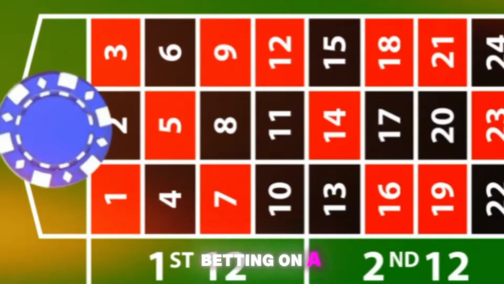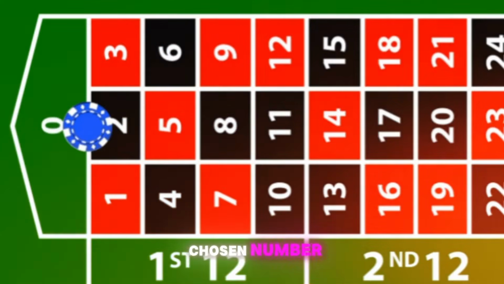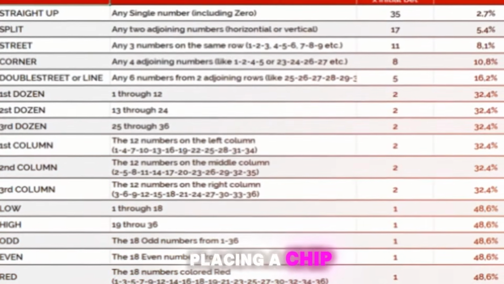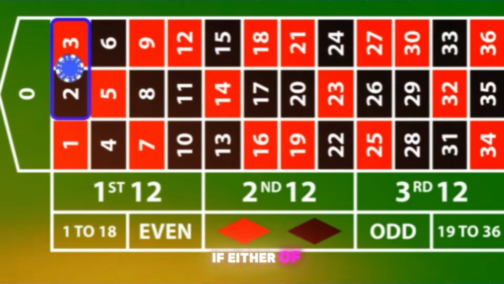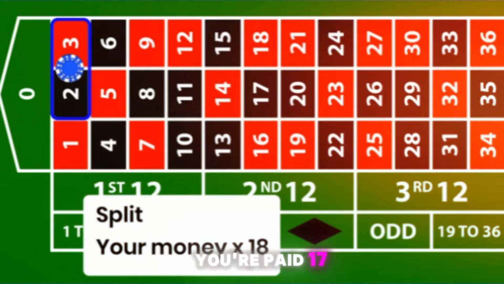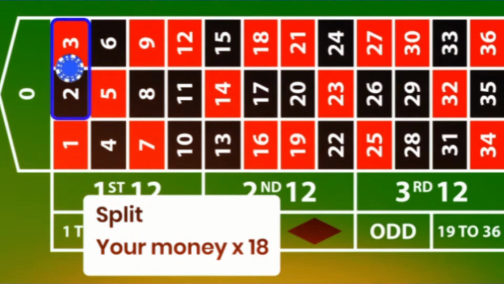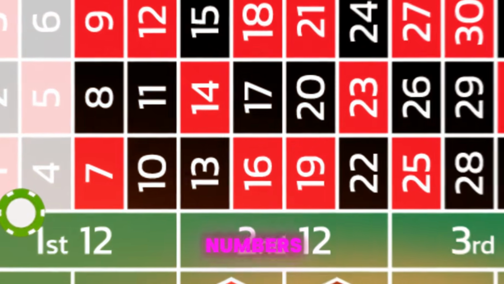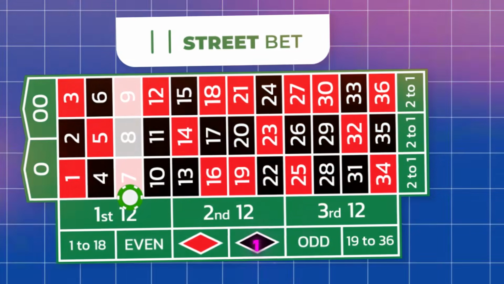Straight up bet, betting on a single number. If the ball lands on your chosen number, you're paid 35 to 1. Split bet, placing a chip on the line between two numbers. If either of these numbers wins, you're paid 17 to 1. Street bet, placing a chip on the outer edge of a row of three numbers. Any of these three numbers wins you 11 to 1.